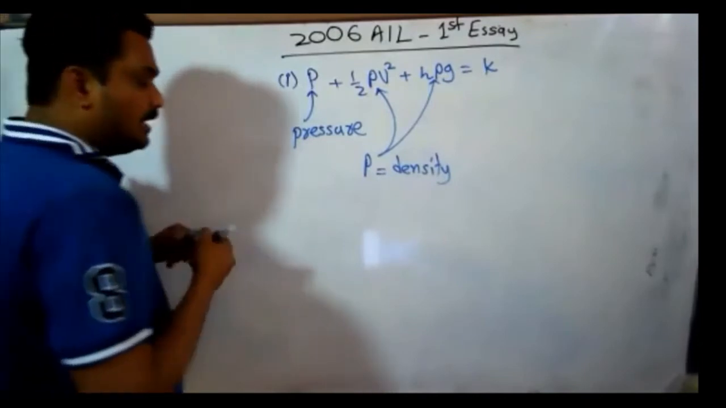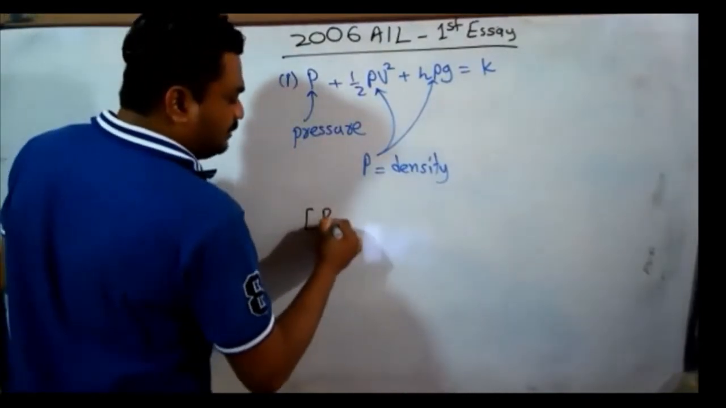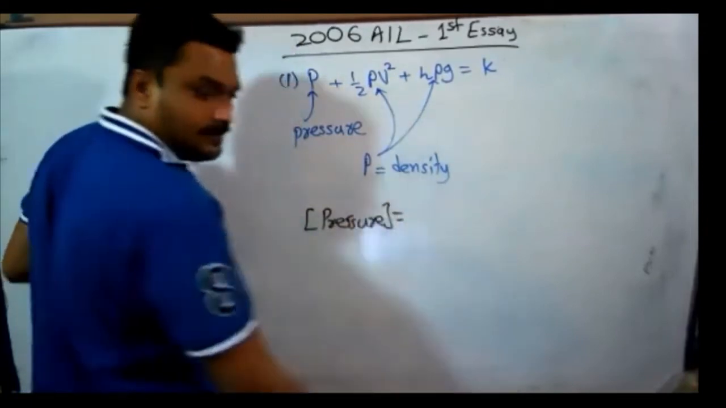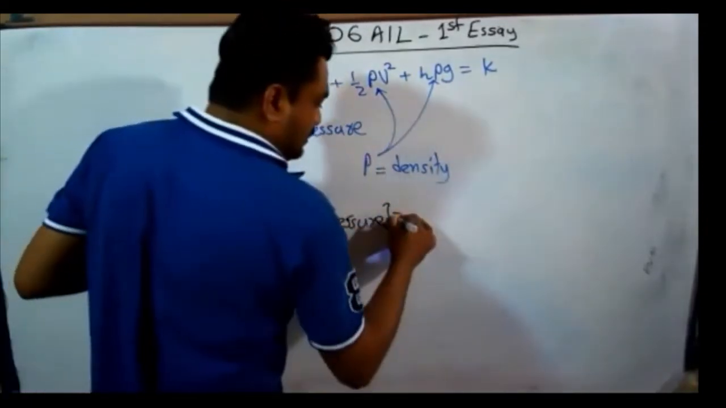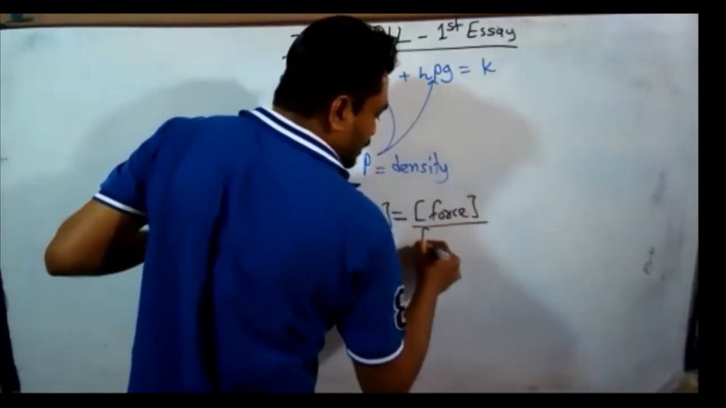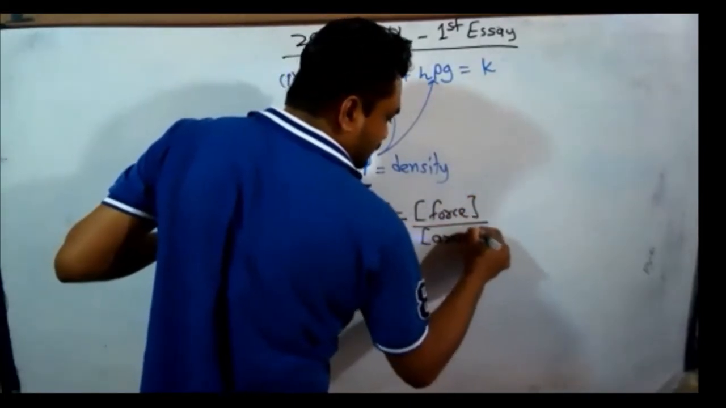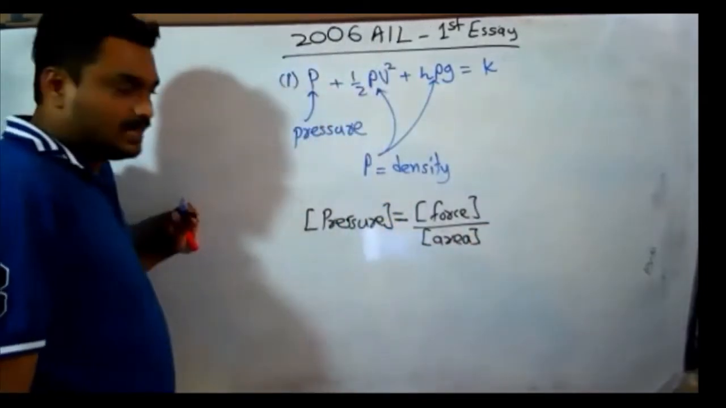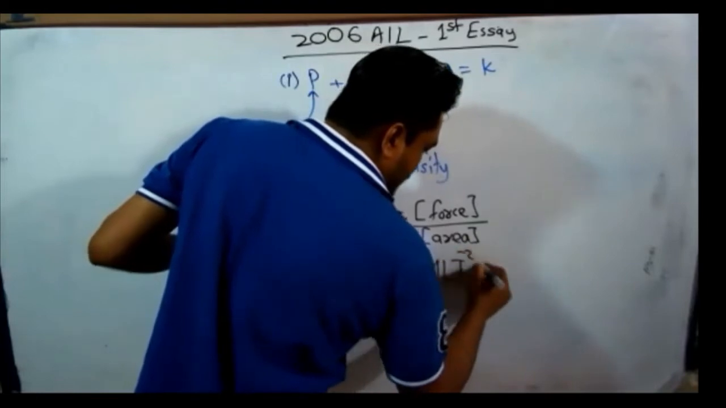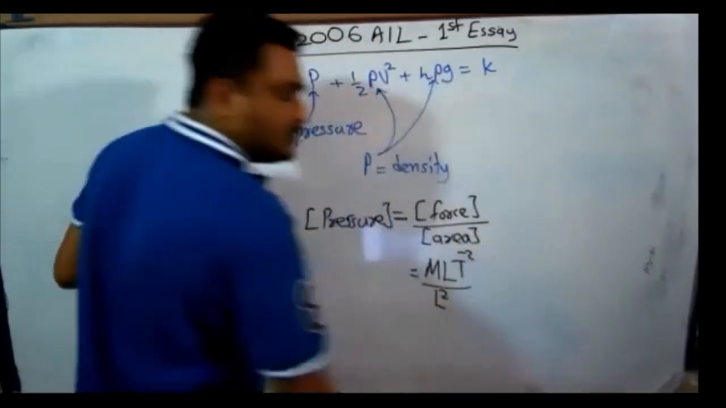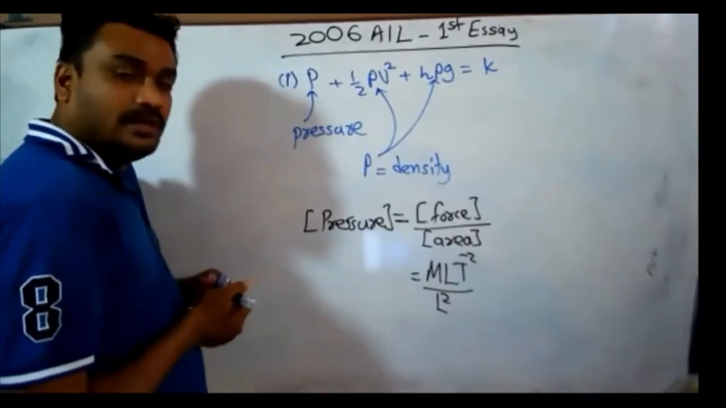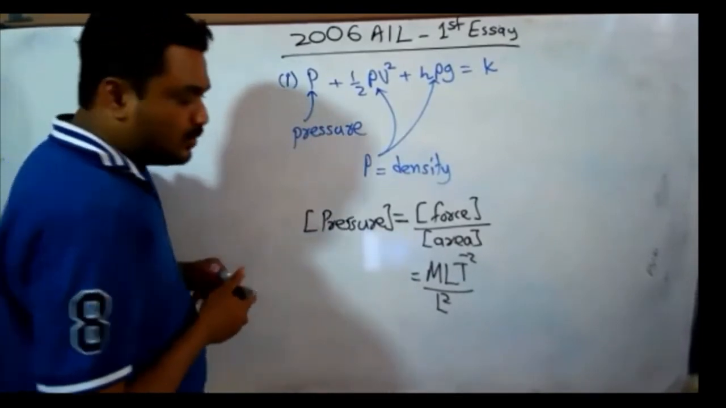Can you find the dimensions of pressure here? Pressure equals, somebody please tell me the equation. Pressure equals force over area. Dimension of force is MLT minus 2, dimension of area is L squared. Very good.